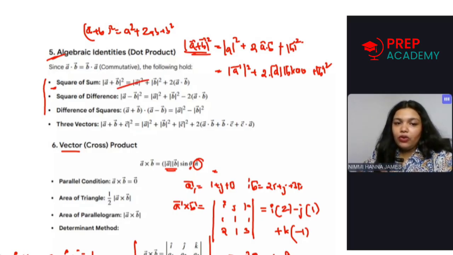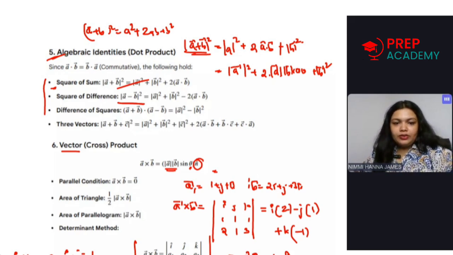All of these four are the basic multiplication identities. So (a plus b) the whole square, (a minus b) the whole square, (a plus b) into (a minus b) equal to a square minus b square, and (a plus b plus c) the whole square. All of these four equations you have to know. We will be doing problems based on all of this.